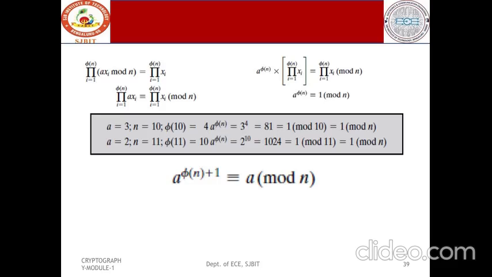So as is the case for Fermat's theorem, an alternative form of the theorem is also useful. That is a^(φ(n)+1) is congruent to a mod n. Again, similar to the case with Fermat's theorem, the first form of Euler's theorem requires that a be relatively prime to n, but this form does not.